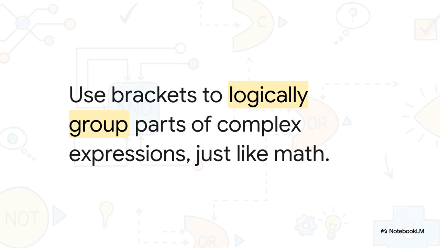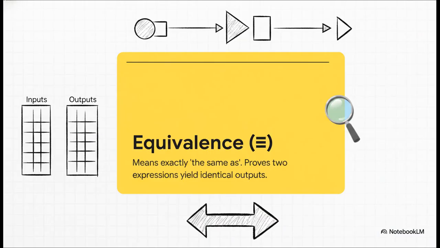Just treat Boolean expressions exactly like standard mathematical expressions. Just like in regular math, we use brackets to logically group various parts of the equation together. This tells you exactly which gates to process first before you tackle the rest of the expression. It's like a roadmap. There's one additional symbol you absolutely must be aware of, and that's equivalence.